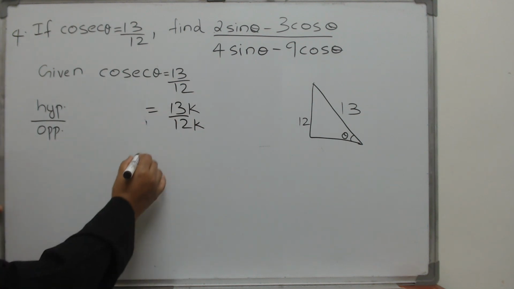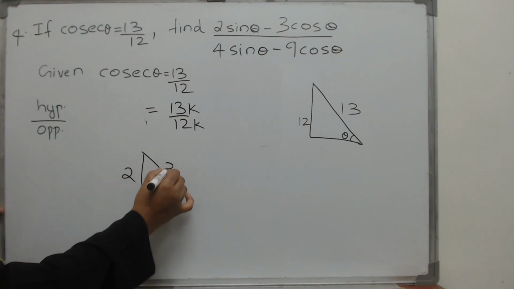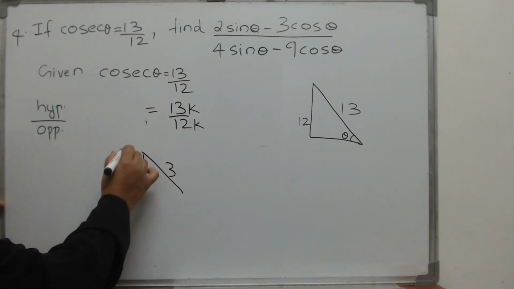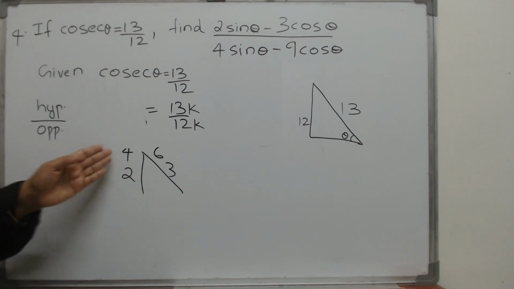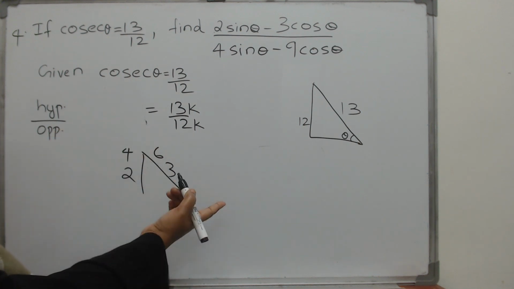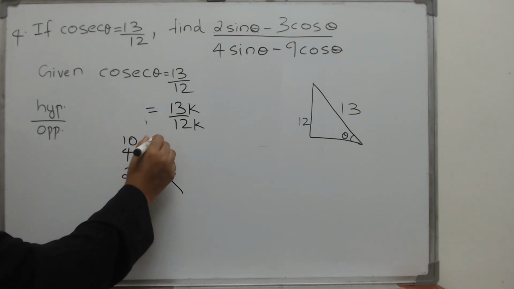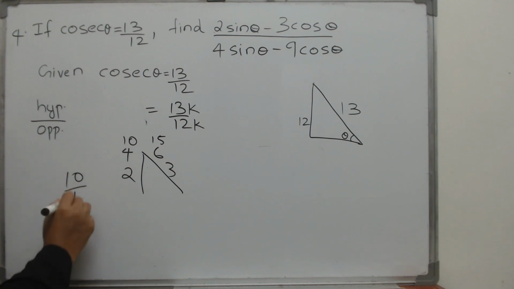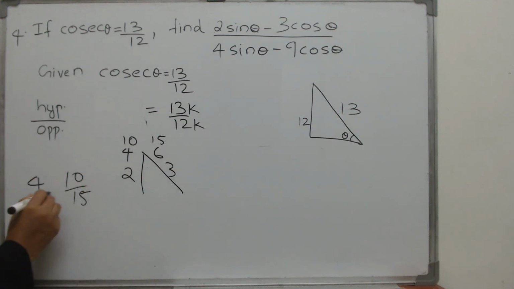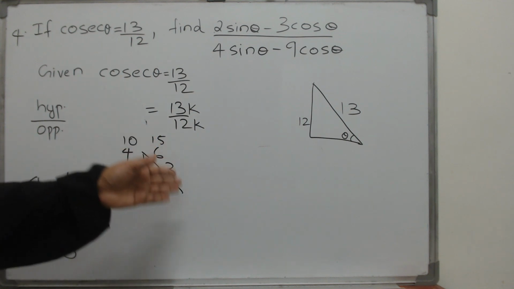Why is that? If you take a ratio of say 2 by 3 or 4 by 6, this will still give you the ratio 2 by 3. Or multiply both with say 5, then you will get 10 and 15. 10 and 15 will also give you a 2 by 3. 4 by 6 will also give you a 2 by 3. 20 by 30 will also give you the same ratio.